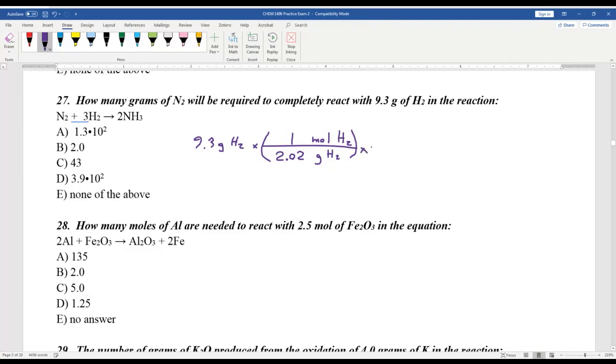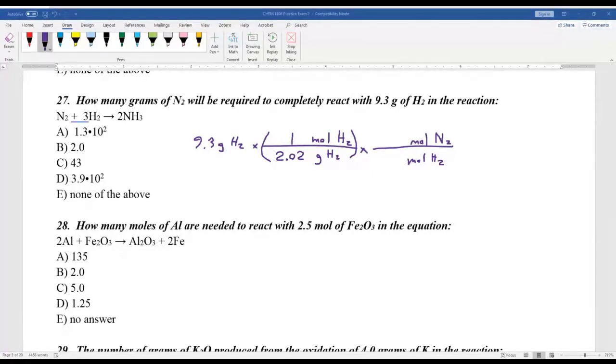Now that I have moles of hydrogen, I can convert to moles of something else. So moles of hydrogen is going to go on the bottom. What's going to go on top? Moles of N2, yeah. Moles of what I'm looking for. And what's the ratio? What numbers go in front of N2 and H2? Where do I find those numbers?